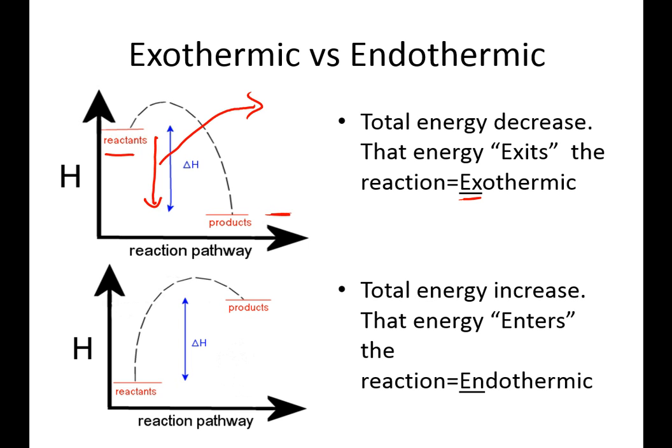Now on the flip side, we have a total energy increase on the bottom one. We start down here and we end up top. So this has been an energy increase. So energy has had to enter the reaction, and that's why we use endothermic. Just kind of a way to remember things. If something is exiting the reaction, it is exothermic. If the energy is entering the reaction, it is endothermic. So that's a good way of keeping things straight.